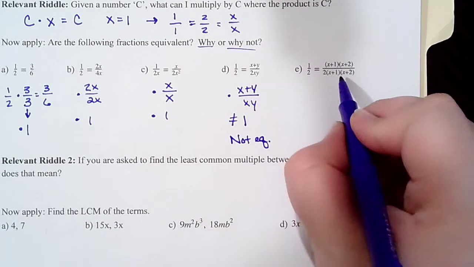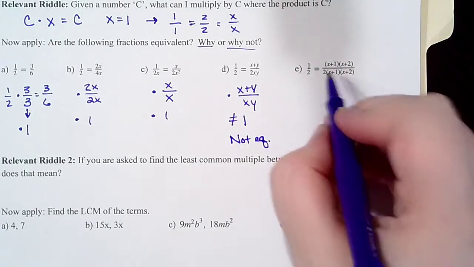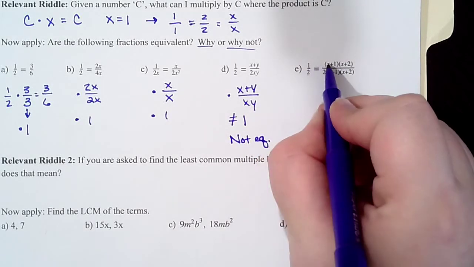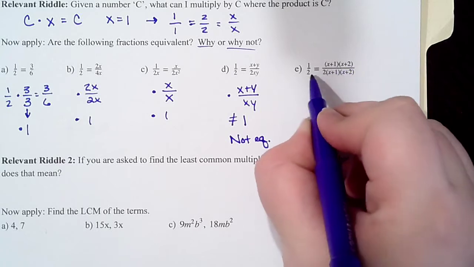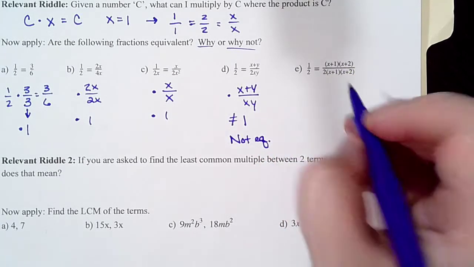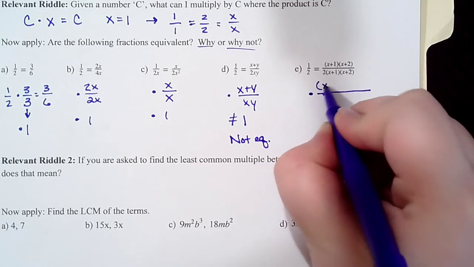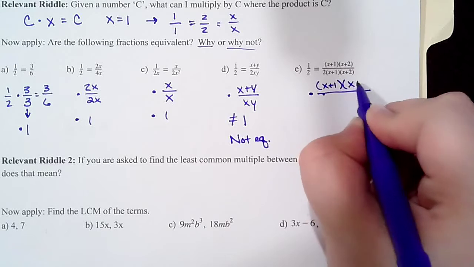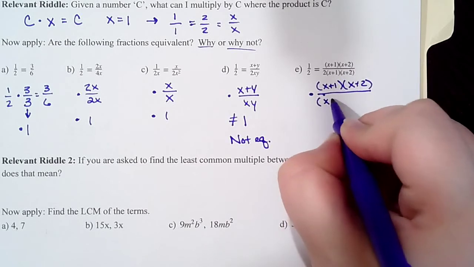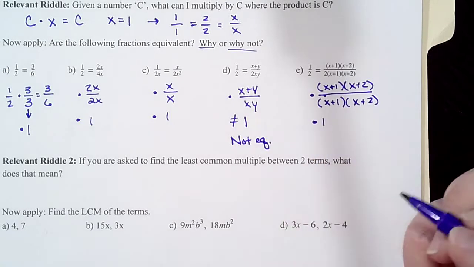Same thing with this next one. What is my equivalence factor here? Well, on the top I multiplied by x plus 1 over x plus 2, and on the bottom I multiplied by x plus 1 over x plus 2. That's the same thing as multiplying by 1, so we are good to go. As long as it's the exact same on the top and bottom, it's the same thing as 1, and we're good to go.